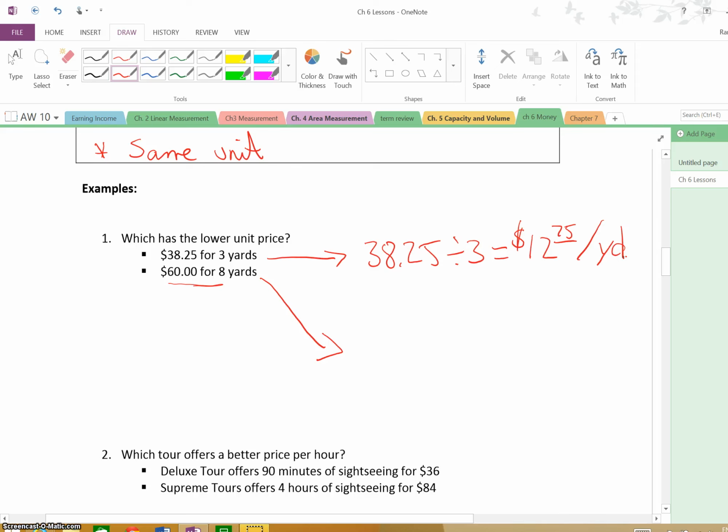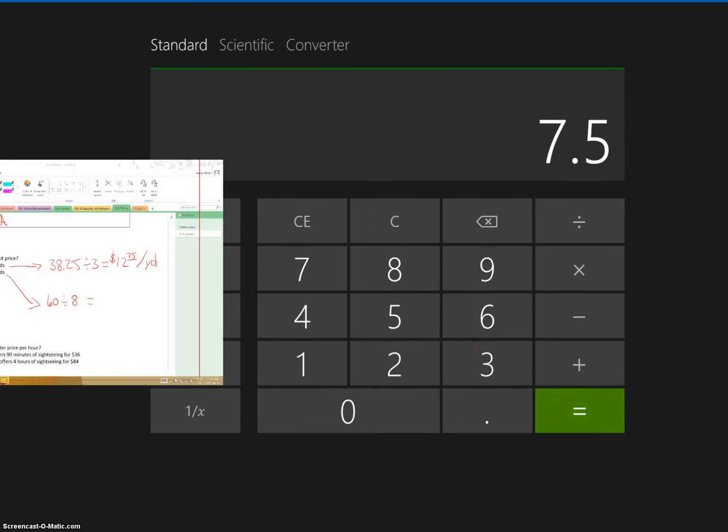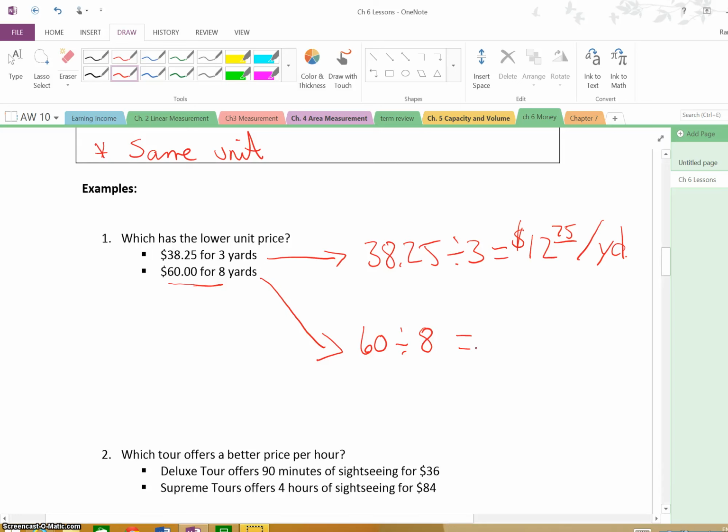Okay. Well, what about the $60? Well, I'm going to divide the 60, because again, I want to know what the cost is per yard. So this time I'm going to divide by 8. So I'll go 60 divided by 8 is $7.50. And I guessed correctly that the $60 for 8 yards is the better deal.